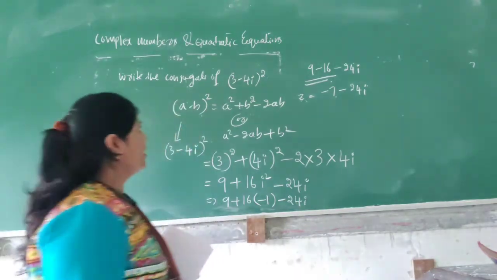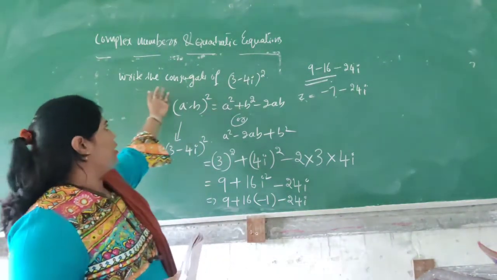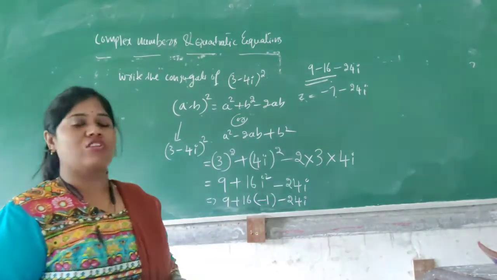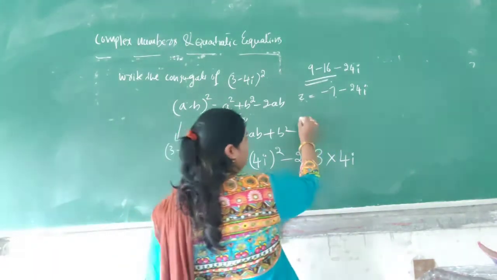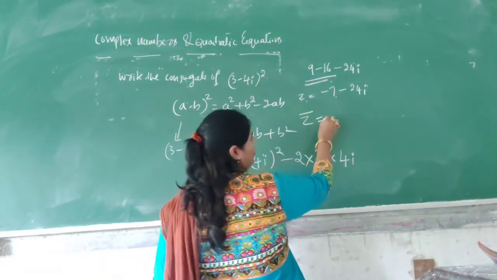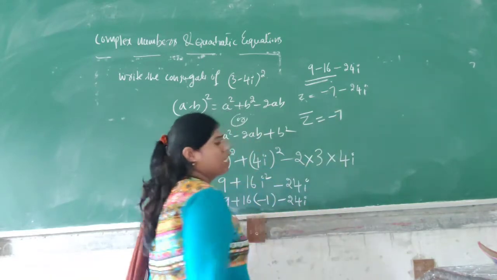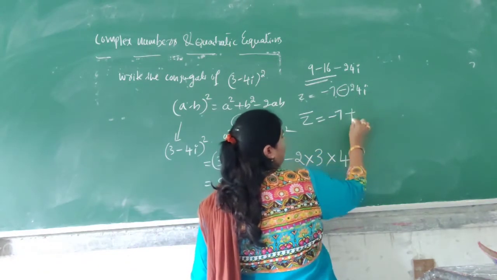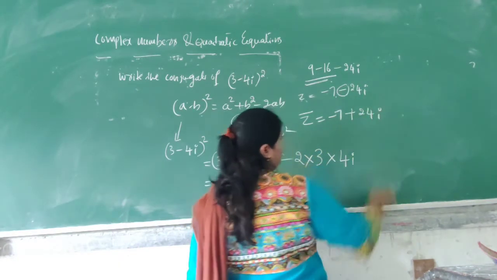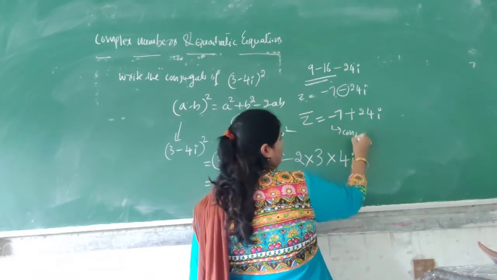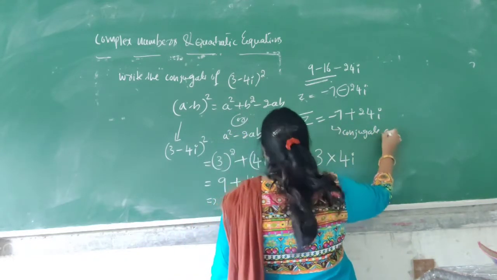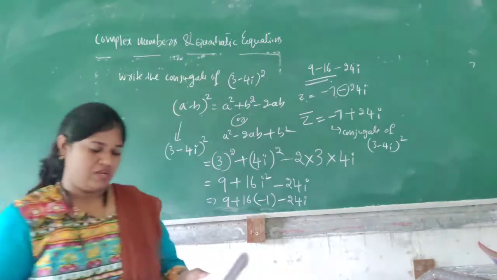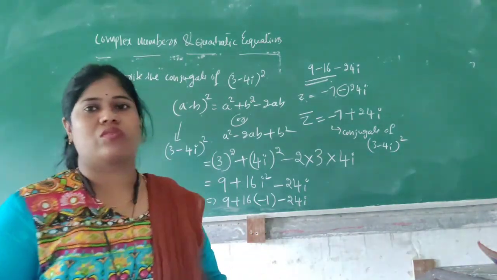So we have to write what they are asking here. They are asking to write the conjugate of this (3 minus 4i) whole square. What is the conjugate of that? So you are going to write this symbol z bar is equals to. In this you have to write, don't change the real part here, okay, only you change here. So minus 7 plus 24i. This one is the conjugate of (3 minus 4i) whole square.